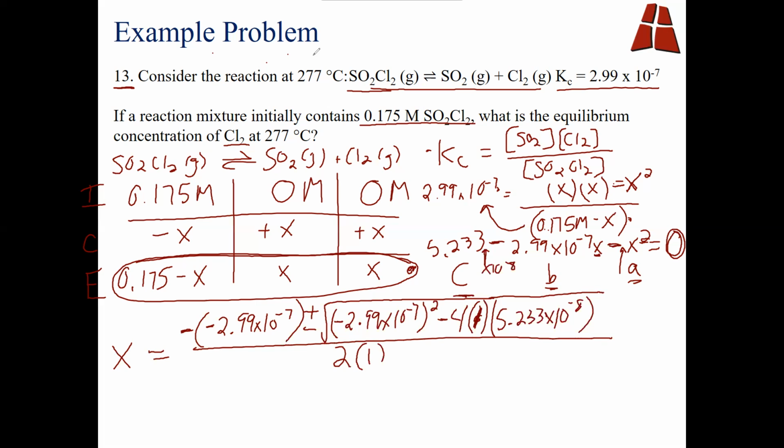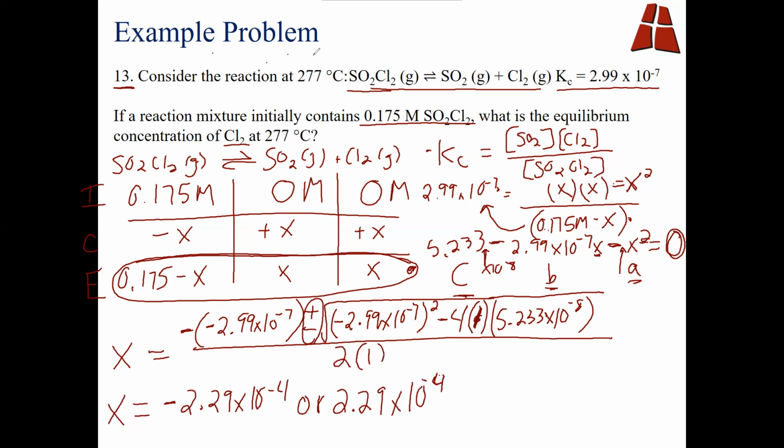Okay. And so if you plug all this into your calculator, you should be able to solve for x. And so x will have two answers because we have a plus and a minus for the quadratic equation. And so the two answers are either negative 2.29 times 10 to the minus 4, or 2.29 times 10 to the minus 4.